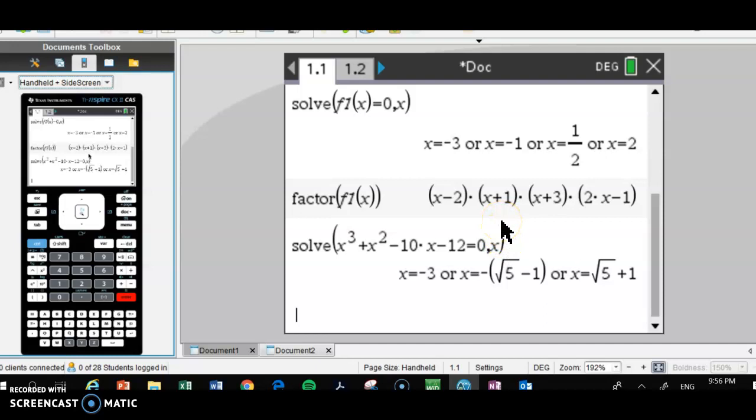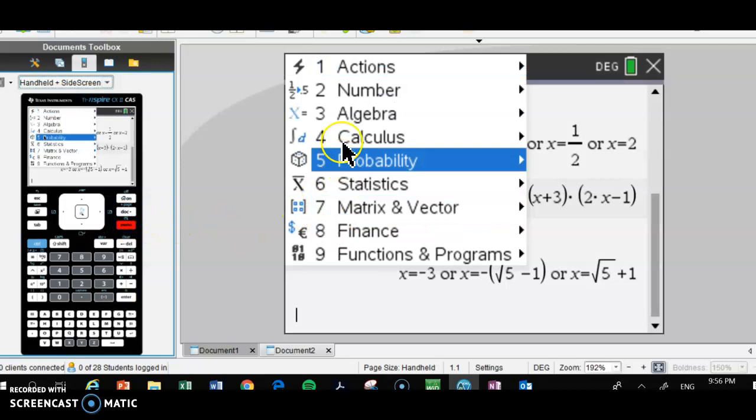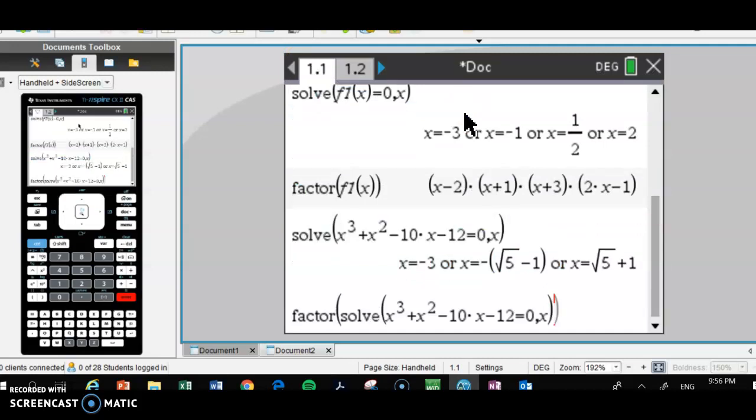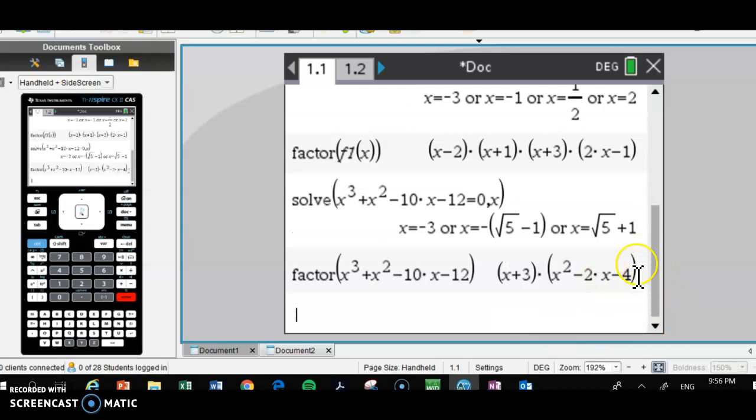Oh, one option is, of course, for me to do the menu factor. So menu, algebra, factorize. Let's copy that down, press enter, delete the solve. There's another option you've got there. Press delete and enter, and there you are. As you can see, that cannot be factorized easily unless you use the quadratic formula.